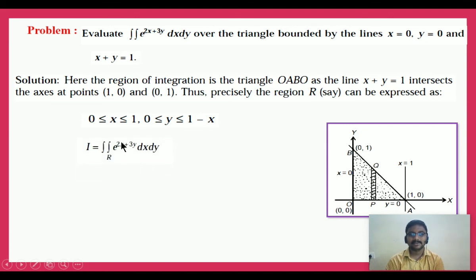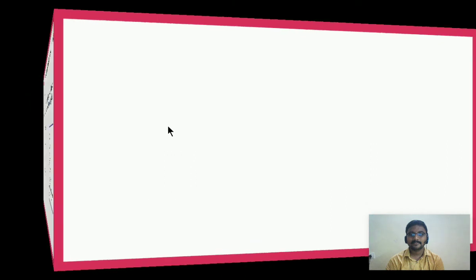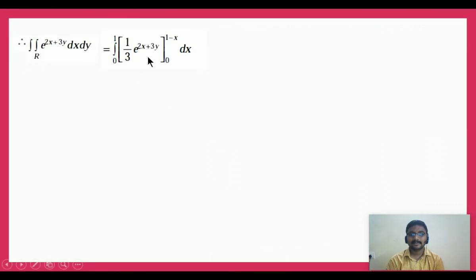Now the given double integral is taken with these limits. First, we apply the integration with respect to y as the inner integral and then the outer integral with respect to x. While integrating with respect to y, don't forget x is kept as constant. The integration of e power 2x plus 3y is e power 2x plus 3y whole by 3, because the derivative of 2x is 0 and the derivative of 3y is 3. Now substituting upper limit 1 minus x and lower limit 0 in place of y.